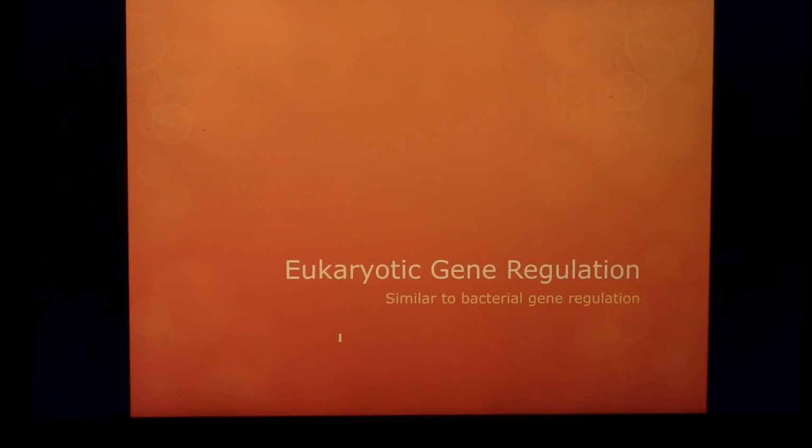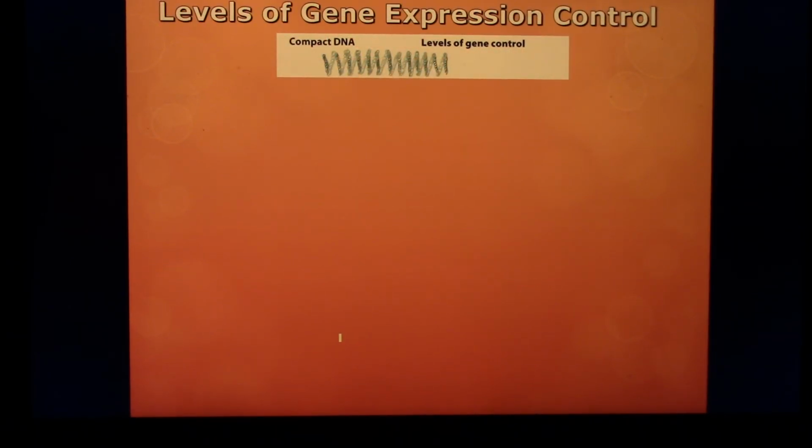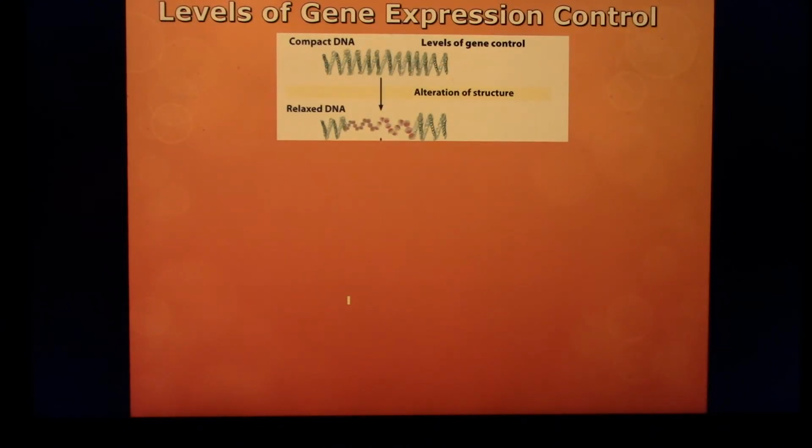Eukaryotic gene expression is similar to bacterial gene regulation, so we're going to look at that briefly. Levels of gene expression are shown here. Looks like it goes blurry every time. It's just got the title up at the top.